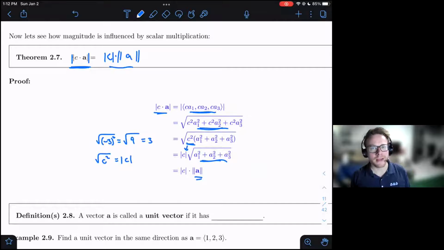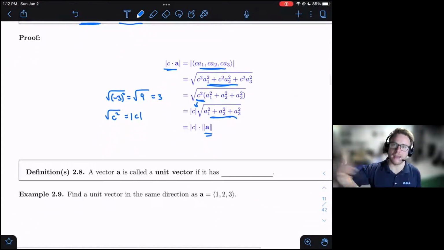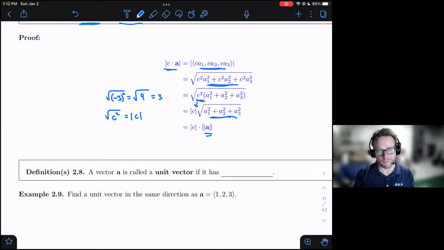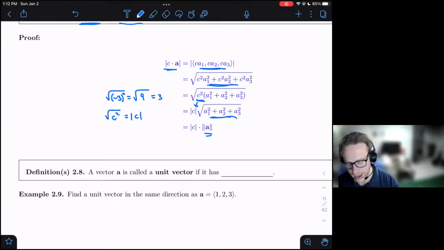And we're going to use this to scale our vectors in very particular ways. And maybe the nicest length of a vector is going to be 1. So these get a fancy name. They're called unit vectors. A vector A is called a unit vector if it has length 1.